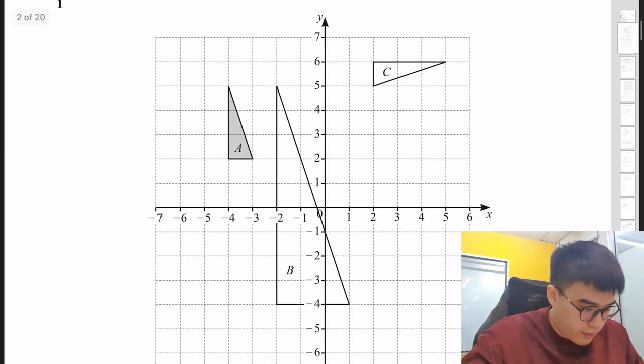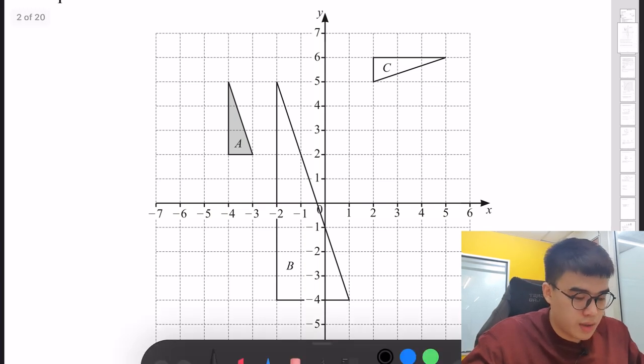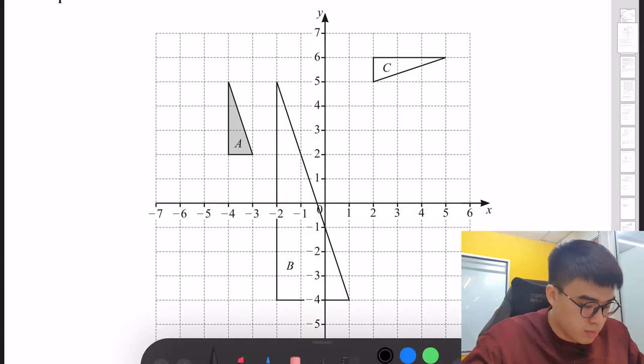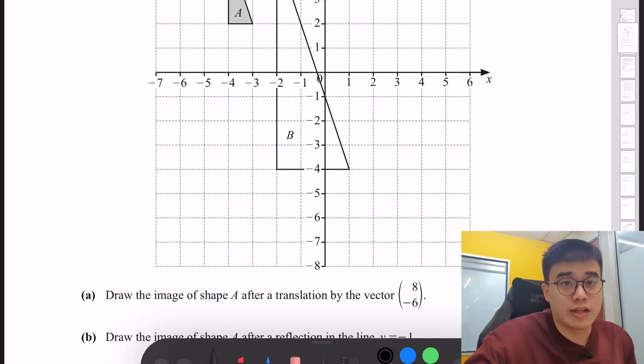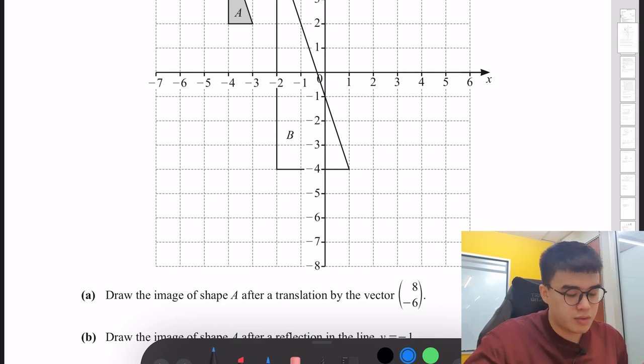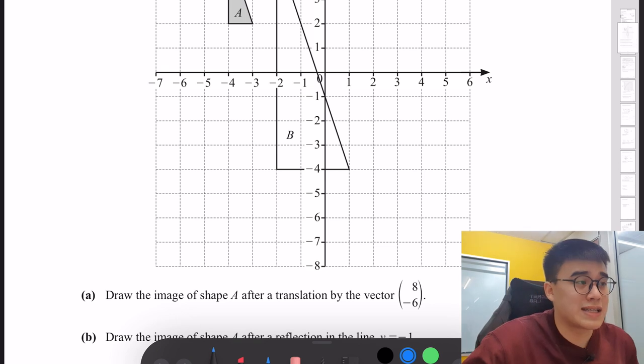Okay, so we have a transformation question here, in question one. In part A, they want us to do a translation by the vector of 8 and negative 6. Things you need to take note of is that the 8 represents the change in x, while the negative 6 represents the change in y. So you have to go to the right by 8 and then go downwards by 6.